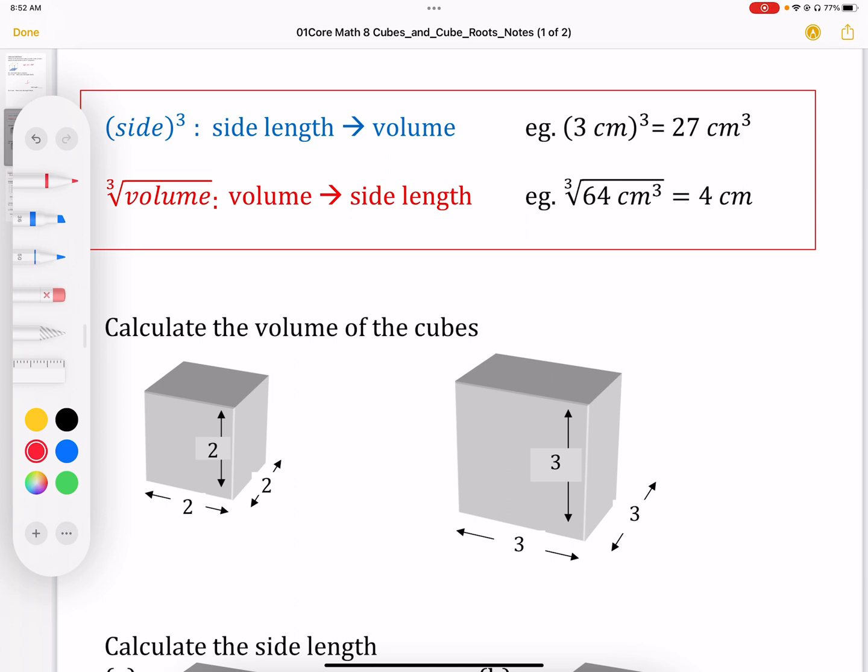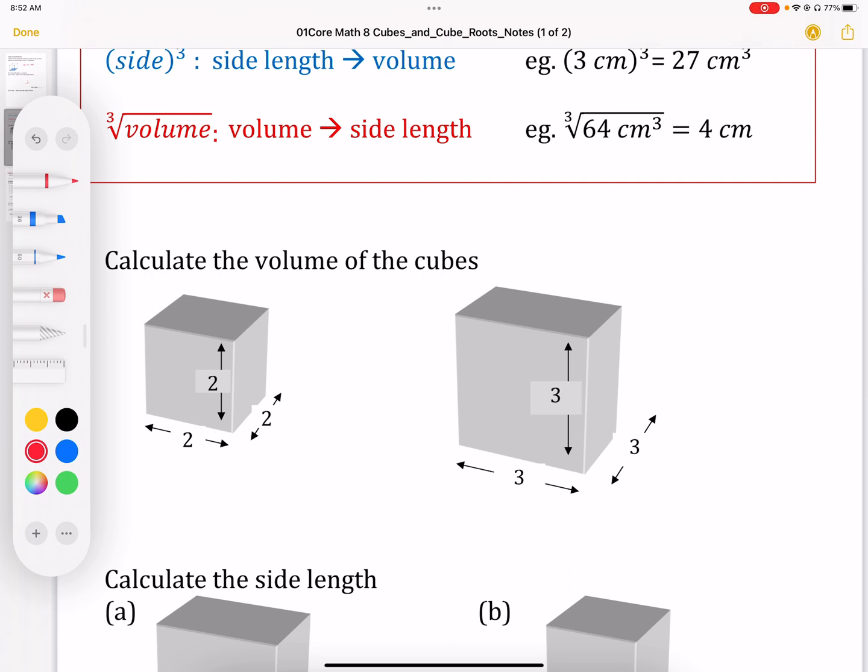So for example, if I have 3 centimeters of length and I cube it, I get 27 cubes of volume. And the opposite will happen with cube root. So if I start with 64 cubes of volume, when I cube root it, I'll find that the cube has an edge length of 4 centimeters.